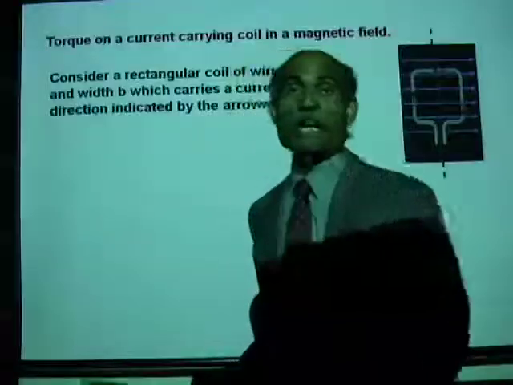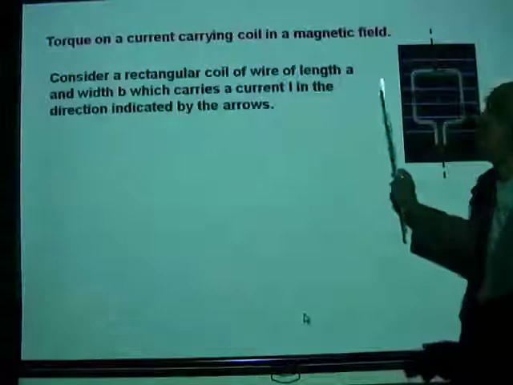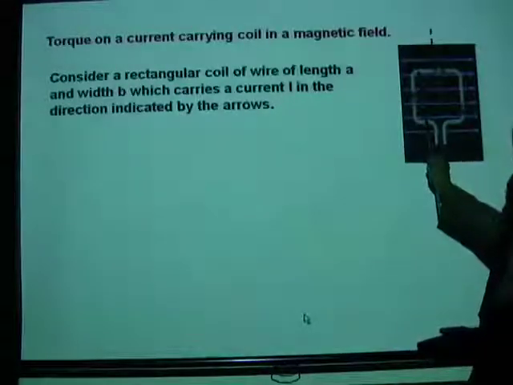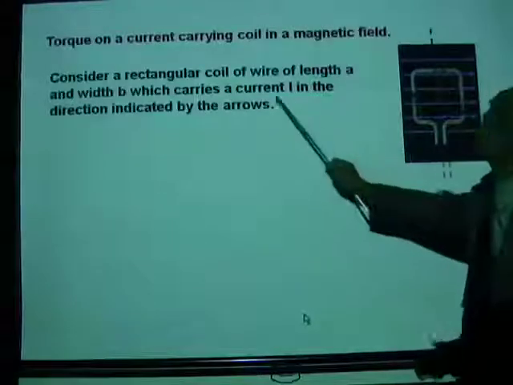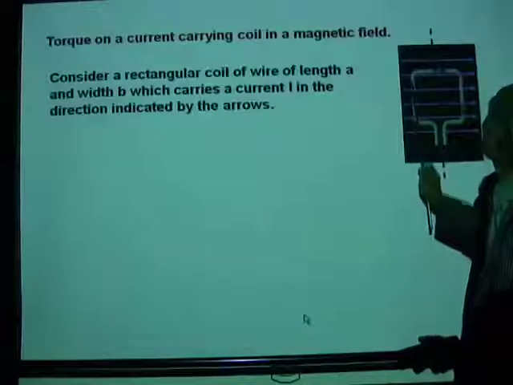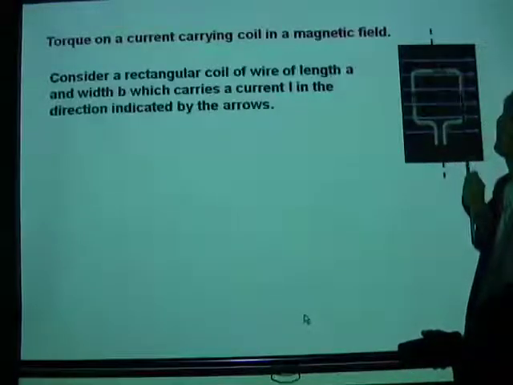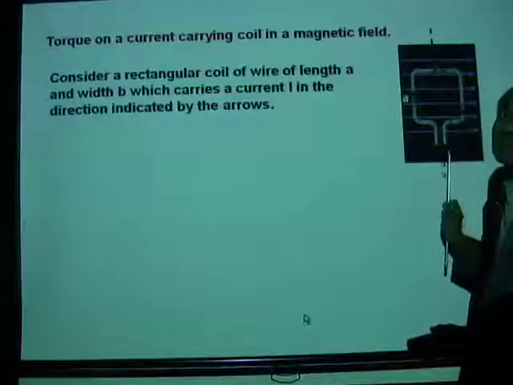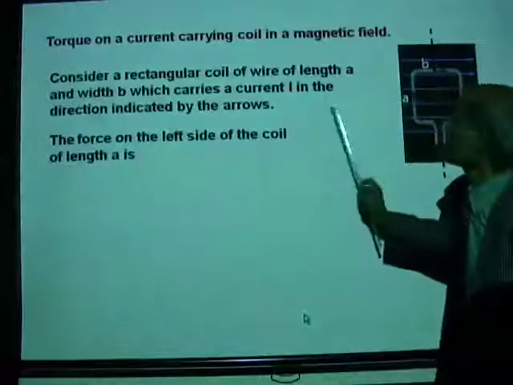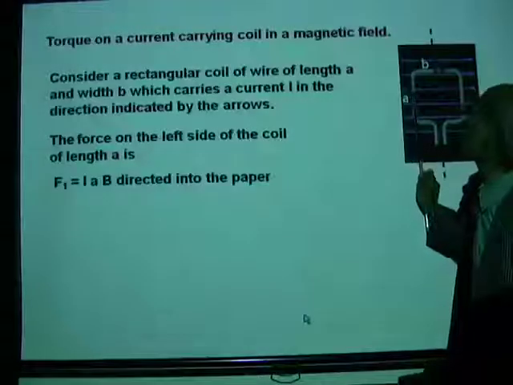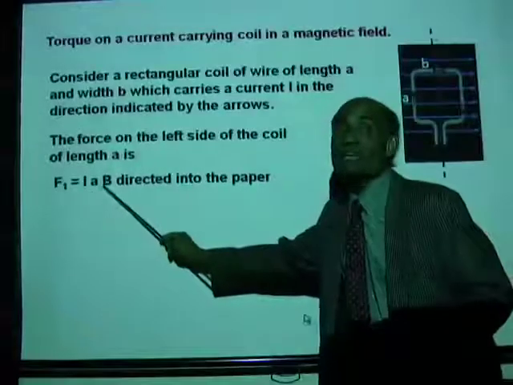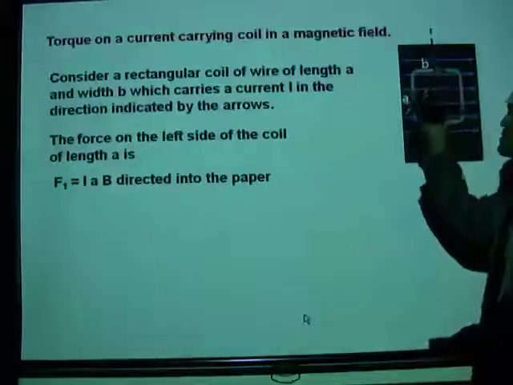Okay, so once again, consider a rectangular coil of wire of length A, that's the length A, and width B, carrying a current I in the direction indicated. On the left side the current is upward, on the right side the current is downward. Alright, what happens? The force on the left side of length A will be, what will be the amount of force? Will be IAB directed into the paper.